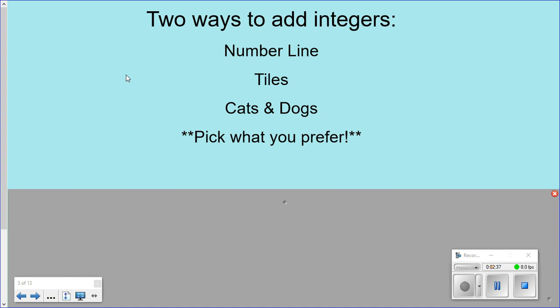Number line, not one of my favorites because you don't always have a number line with you. And sometimes we don't even make our number lines correctly. So that's not one of my favorites. I think that's how you were taught in 6th grade maybe, just using the number line. I'm going to go over all of these ways so you can remember, have an idea of maybe what you used last year. Maybe you remember how to do it right off the bat. That's wonderful. But I need to make sure everybody hears everything. So we're going to talk about number line, tiles, cats, and dogs.